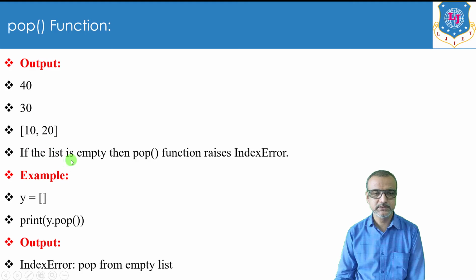If the list is empty, then pop function raises index error. For example, if we write down y equals to an empty list, and if I write down print y dot pop, but there is no element in the list y. So what will be the output? It will give us index error, that is pop from empty list.